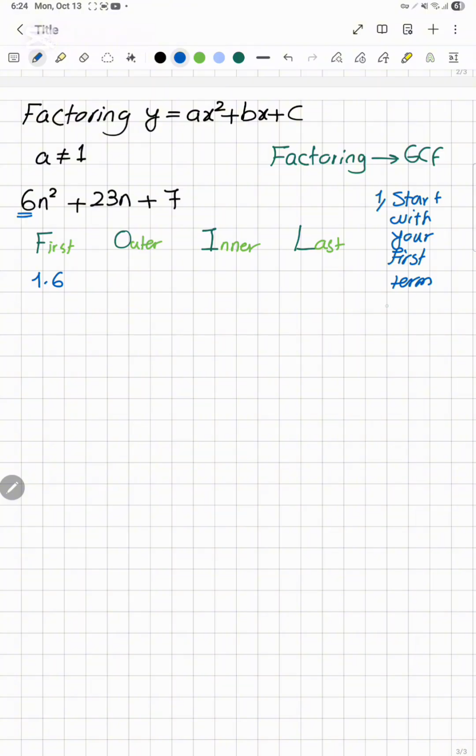Guys, it is very important for you to remember that the order of the factors in the first term does not matter. So whether you write 1 times 6 or 6 times 1, just one of them is going to be enough for you. If you write 6 times 1, are you going to get the same answer at the end? Yes, you will. You will get the same answer.